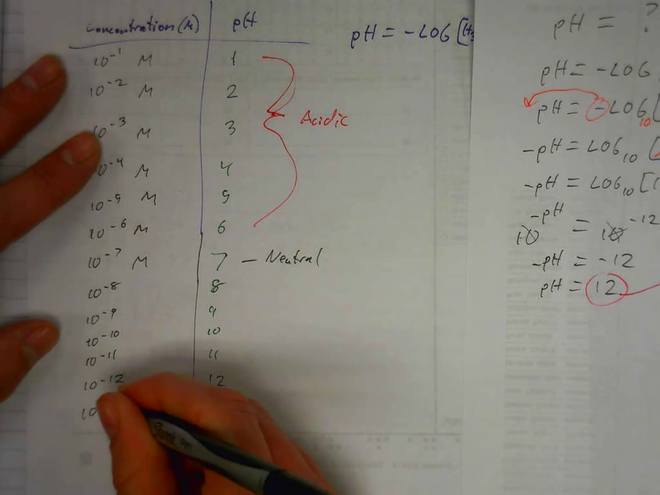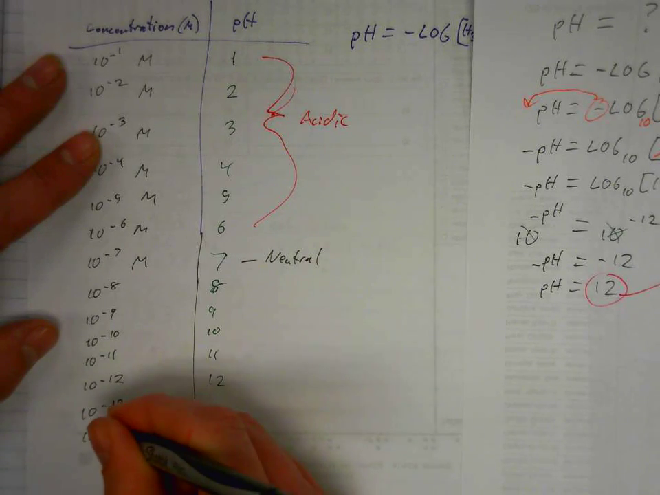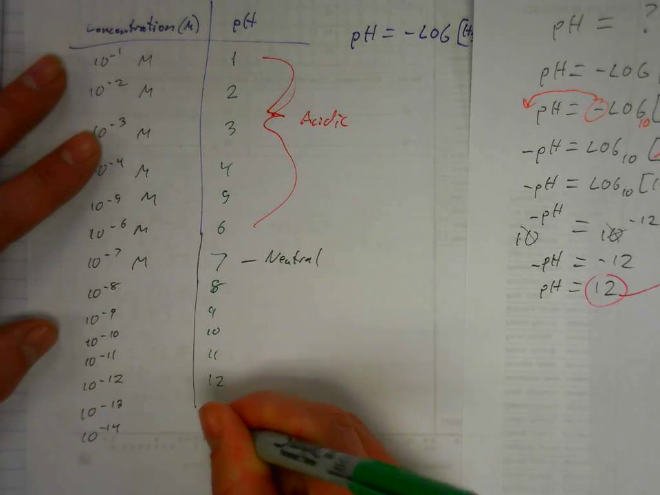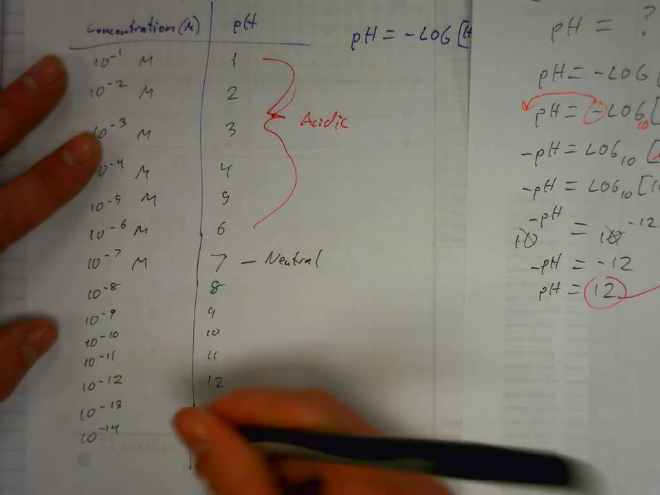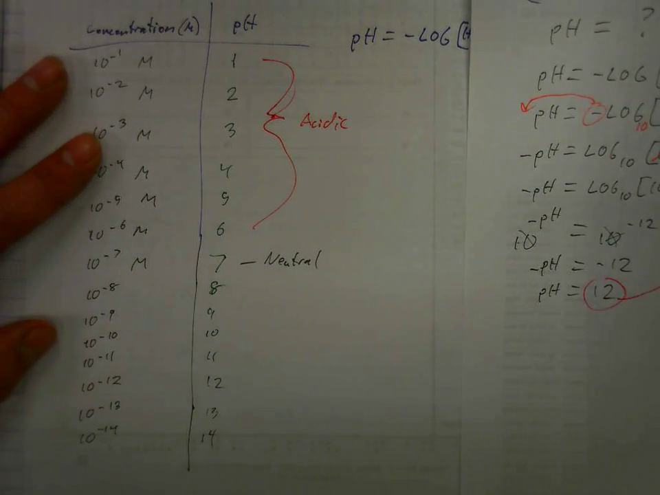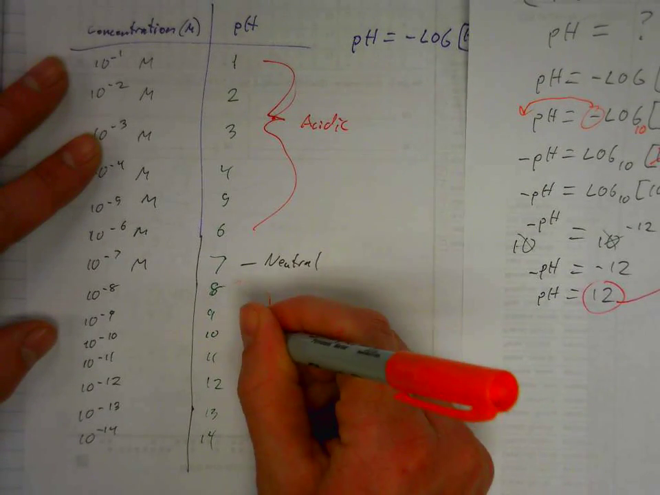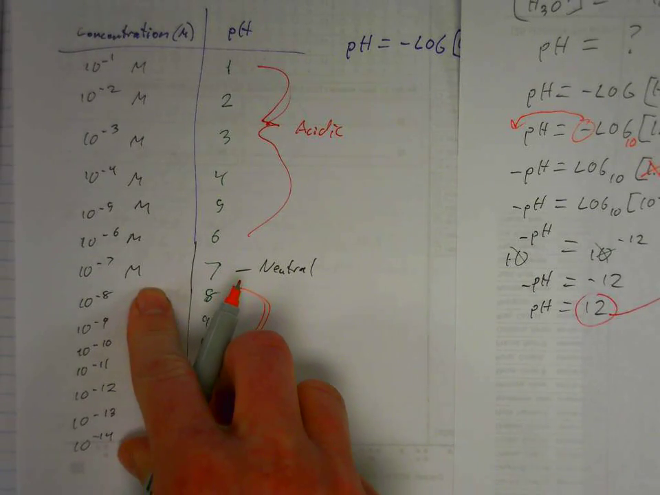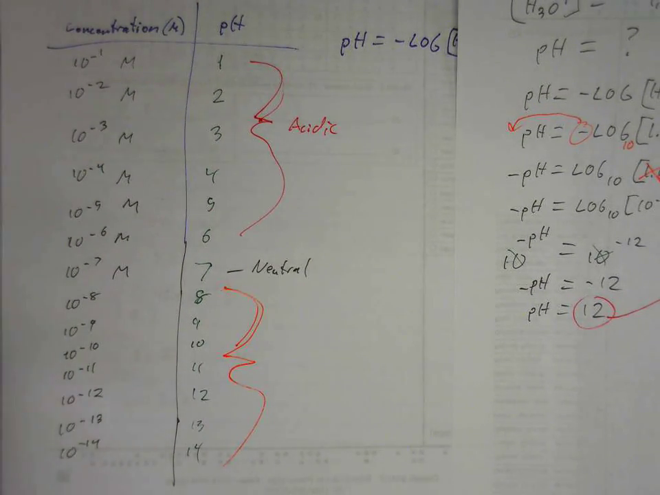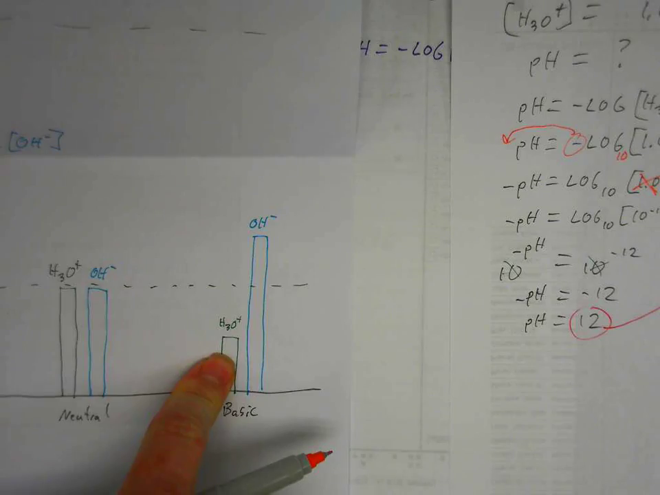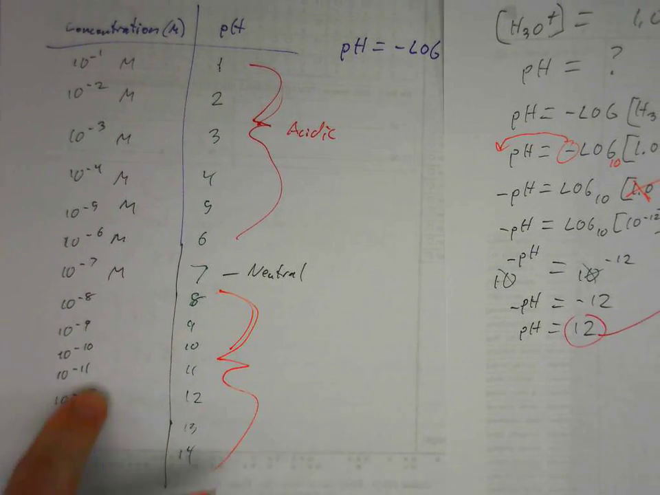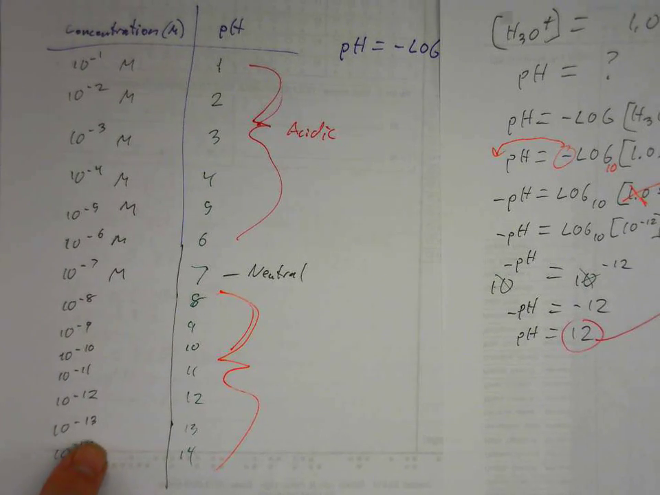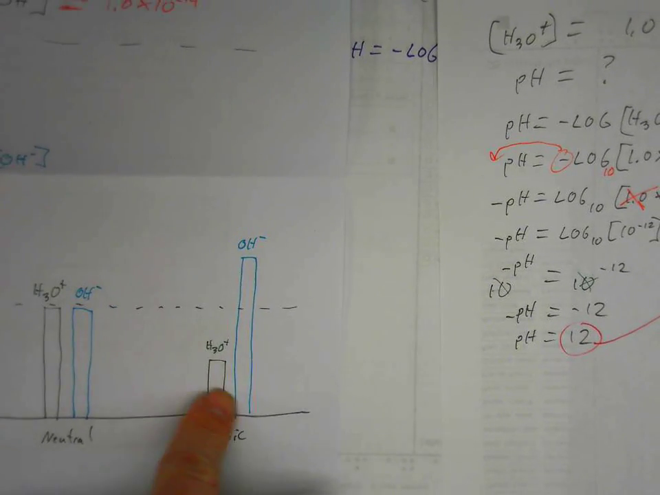13, and 14. So these solutions then have a smaller concentration of H3O plus, like this. The negative numbers are getting more and more negative, further from 0. It looks like this picture. And so basic solutions have larger pH values.